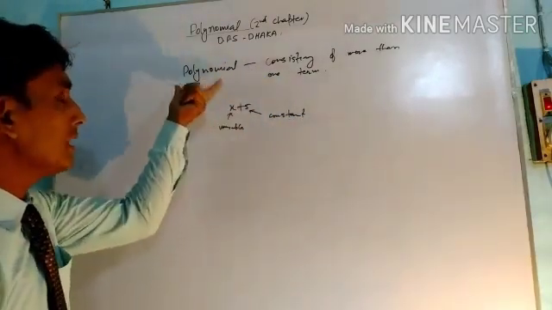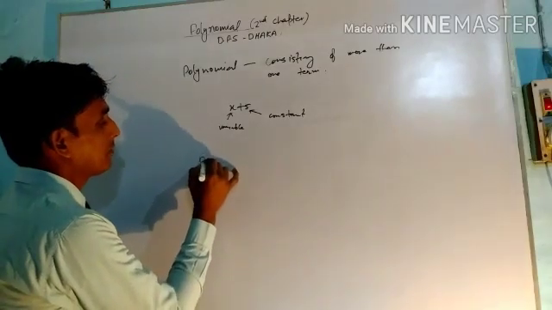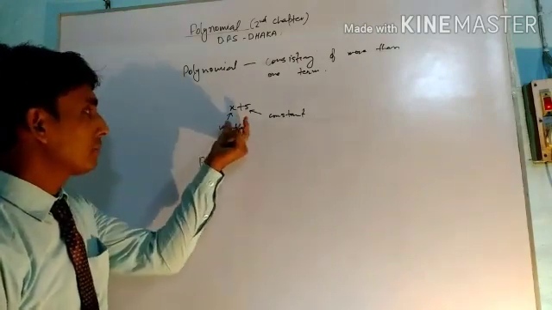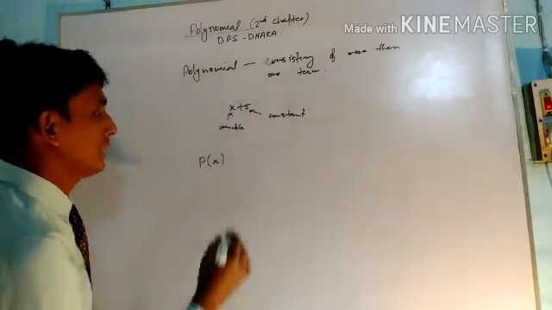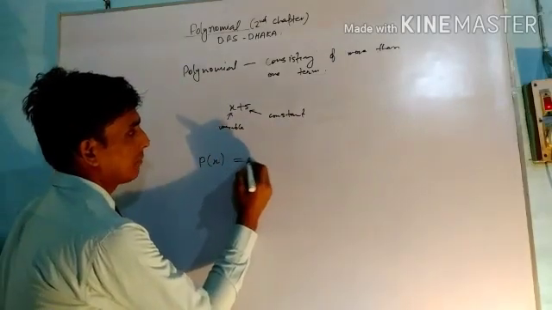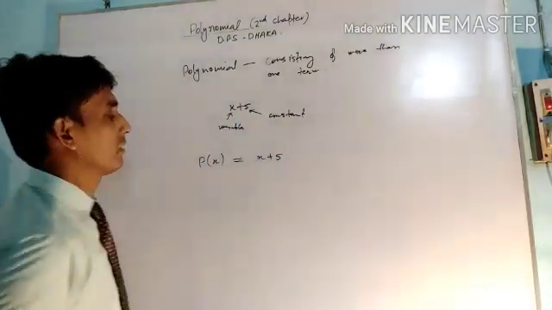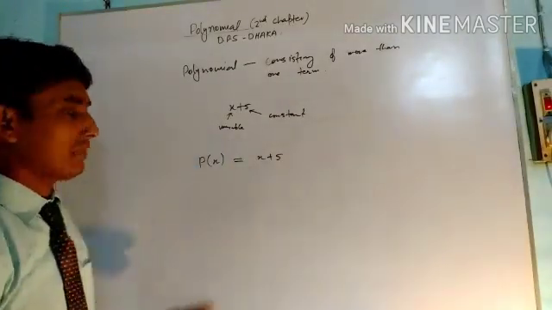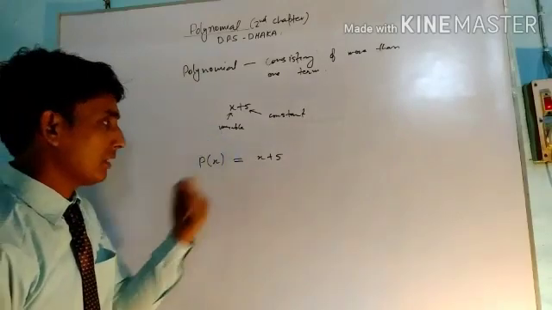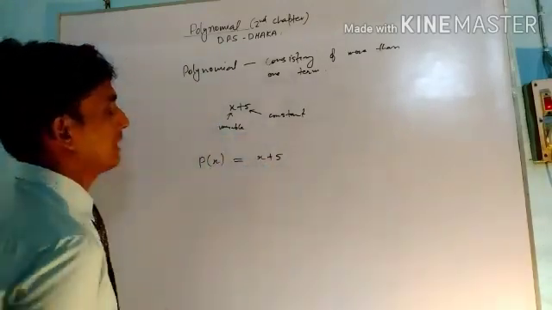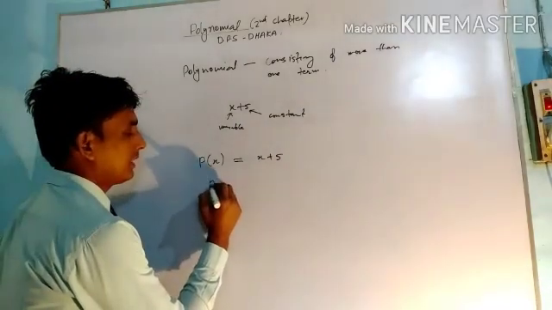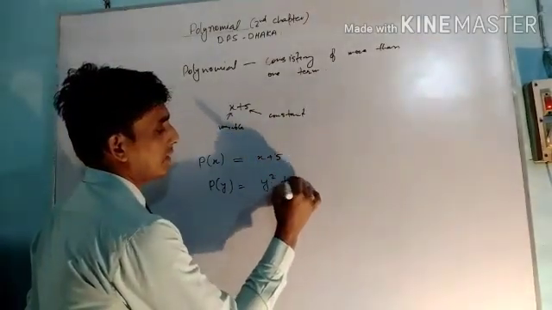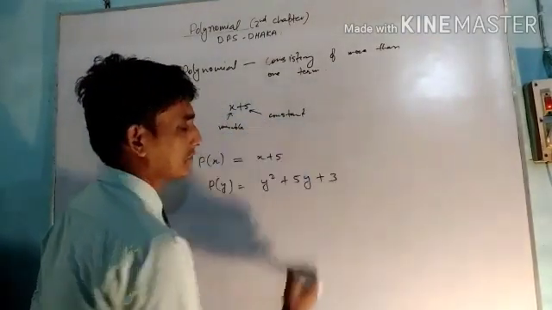Any polynomial is denoted by the symbol p(x). If the polynomial is written in the variable x, then the polynomial is written as p(x). So if the polynomial is like this, p(x) is equal to x plus 5, where the polynomial is p(x) and the terms of polynomial p(x) are x plus 5. So if it is written as p(y), suppose y square plus 5y plus 3.